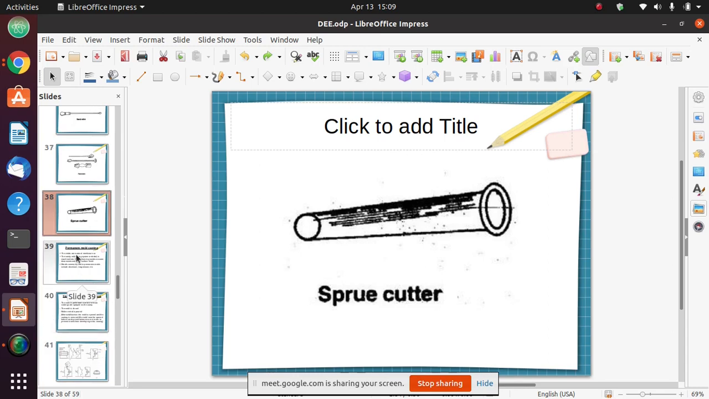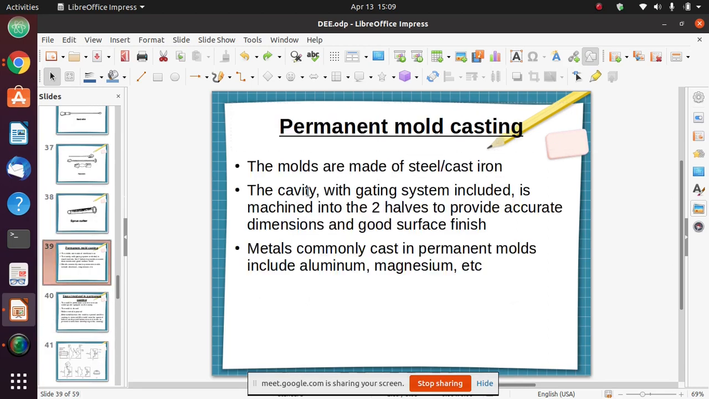That is what is known as sand casting. Now, we have permanent mold casting.